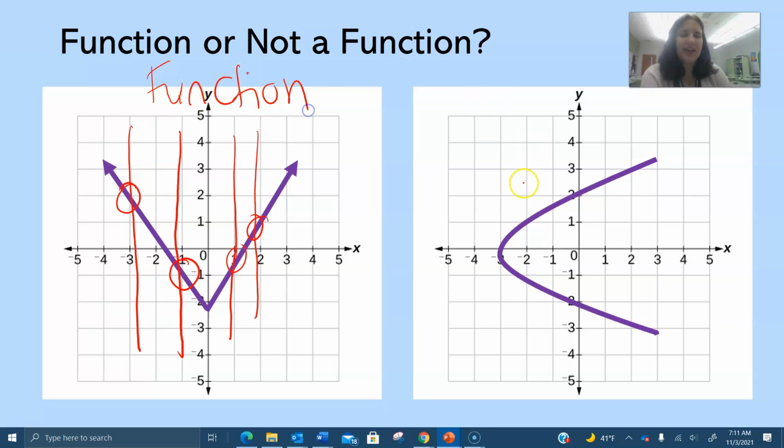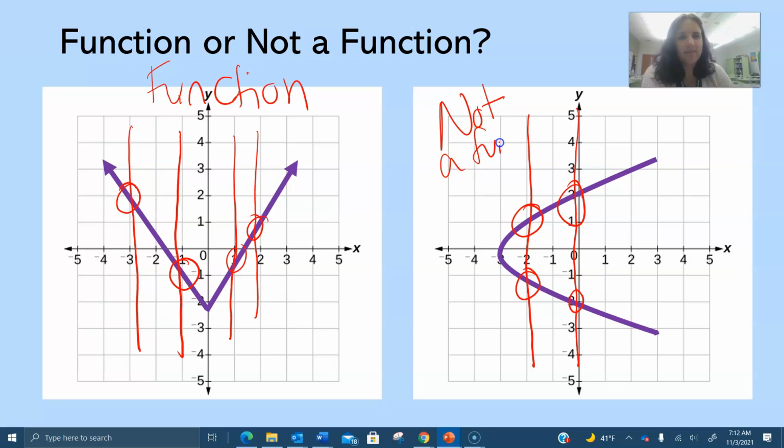And the second one, we draw a vertical line. And it touches the graph twice. So I have the vertical line touching the purple graph 2 times. So already I can see that this one is not a function.